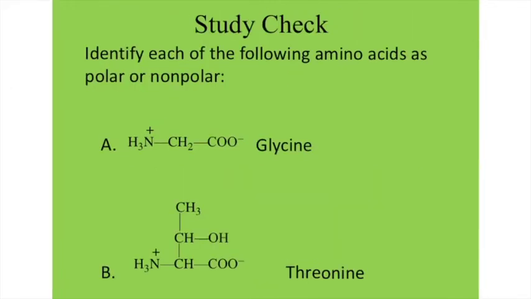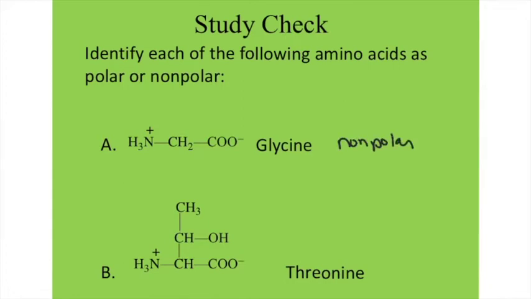Okay, so you should be able to look at an amino acid and determine if it's polar or nonpolar. This is our N, C alpha, CO. So this is C alpha, that means it has an H, and its R group is just H. This is glycine, and this is a nonpolar amino acid.